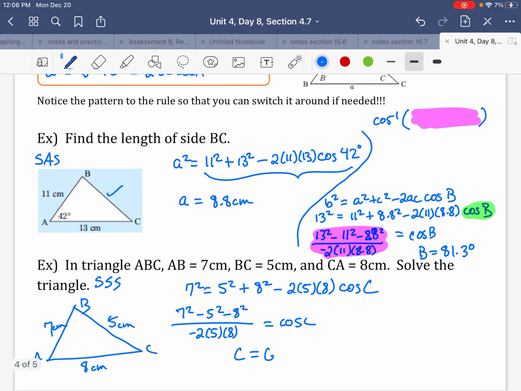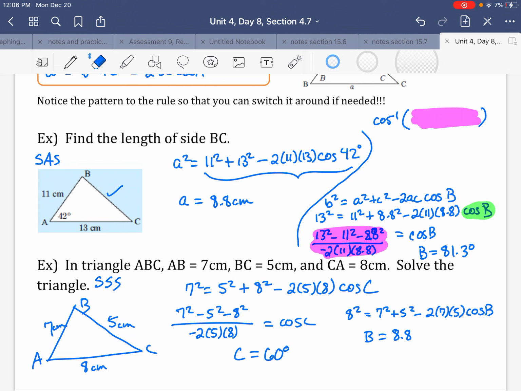All right. So we just have to do this again to go ahead and find, how about angle B? So I need 8 squared equals 7 squared plus 5 squared minus 2 times 7 and 5, cosine of B. So much the same way as before, I'm going to get angle B to be 81.8. All right, and then of course you could add these up and subtract from 180. You would get that angle A is 38.2.